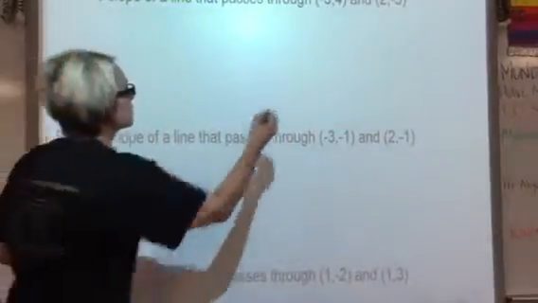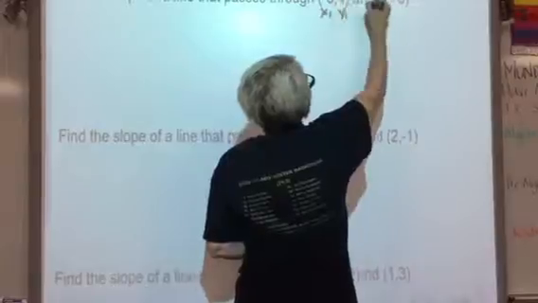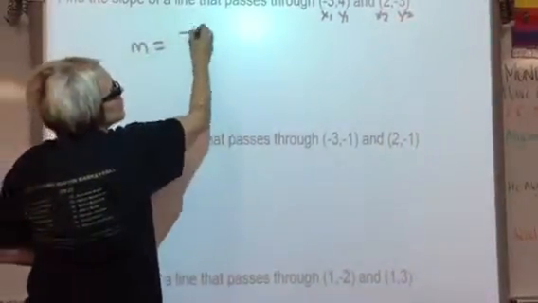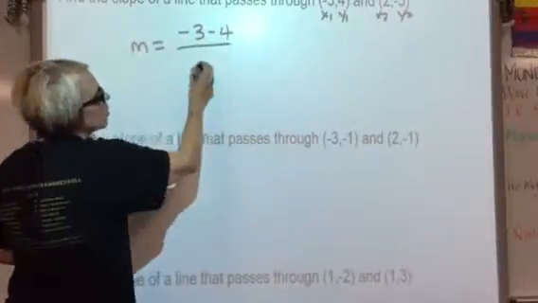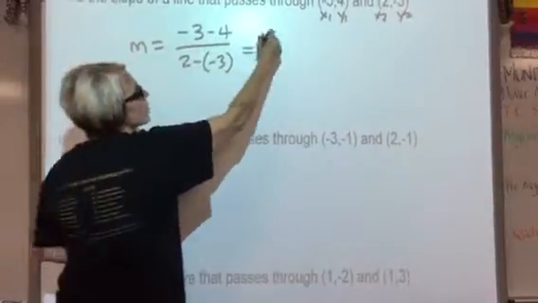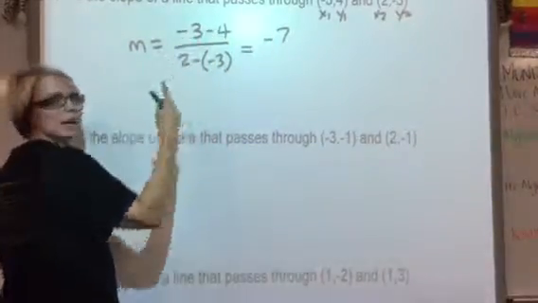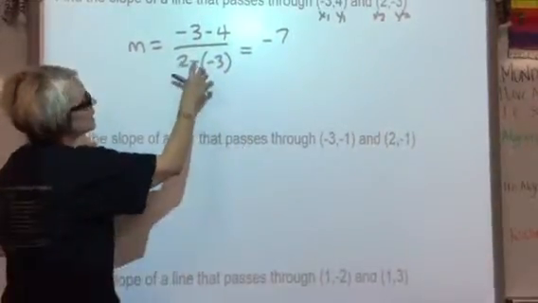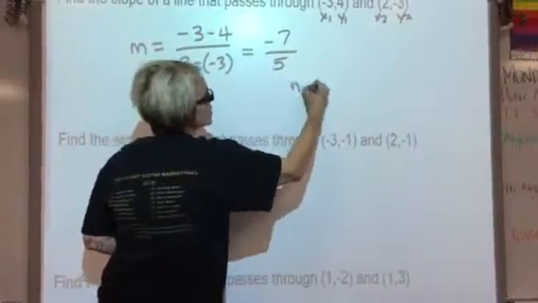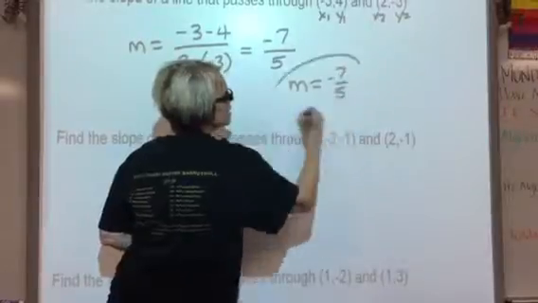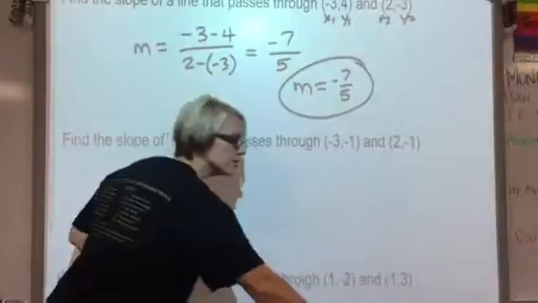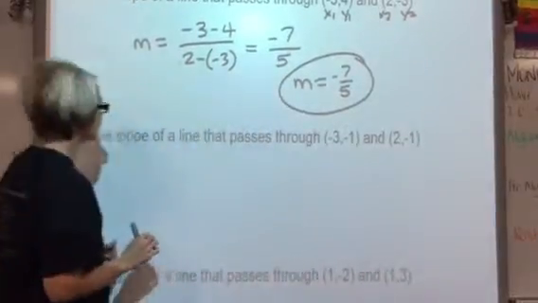Let's try another one. This is x1, y1. This is x2, y2. -3 minus 4 all over 2 minus -3. -3 minus 4 is -7 because two negatives make it more negative. These two negatives will make it a plus, so it's 2 plus 3, which is 5. So my slope is -7/5. So that means I'm going to fall 7, run 5. Fall 7, run 5 when I graph it.